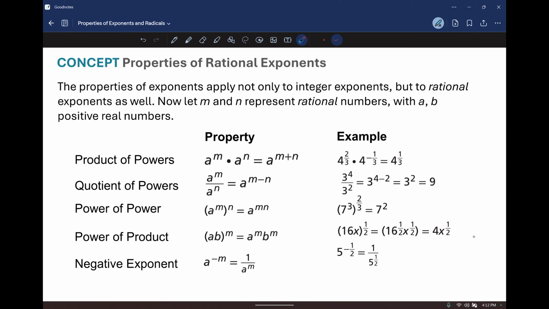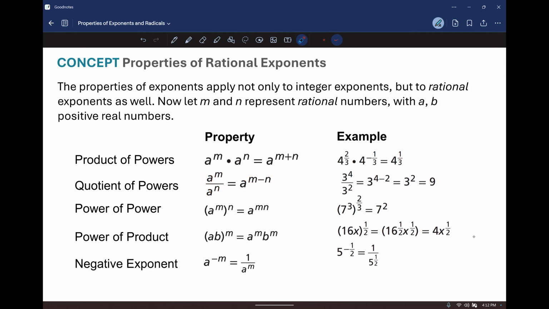In this lesson, we're going to be talking about the properties of exponents and radicals. So we have our product of powers, which states that if I am multiplying two things that have the same base, I'm going to take those exponents and add them together and keep that base of a. The quotient of powers states if I am dividing two things with the same base, I'm going to take the top exponent and subtract the bottom exponent while keeping that common base.